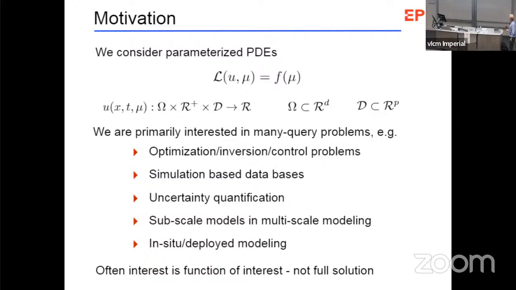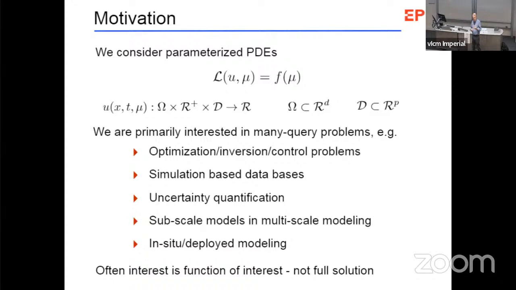Where can we have interest in problems like this? Well, this can be optimization, inversion, control problems, where the parameter is part of the problem and you need to vary it. Uncertainty quantification is an area trying to understand the impact on the solution of varying material coefficients, boundary conditions, things that you may not be fully aware of. Subscale models, where you want to sample variations and feed that into multi-scale modeling. But it can also be a situation where you want a model which is faster because you want to use it in a deployed fashion, in near real-time situations, or on a cell phone.